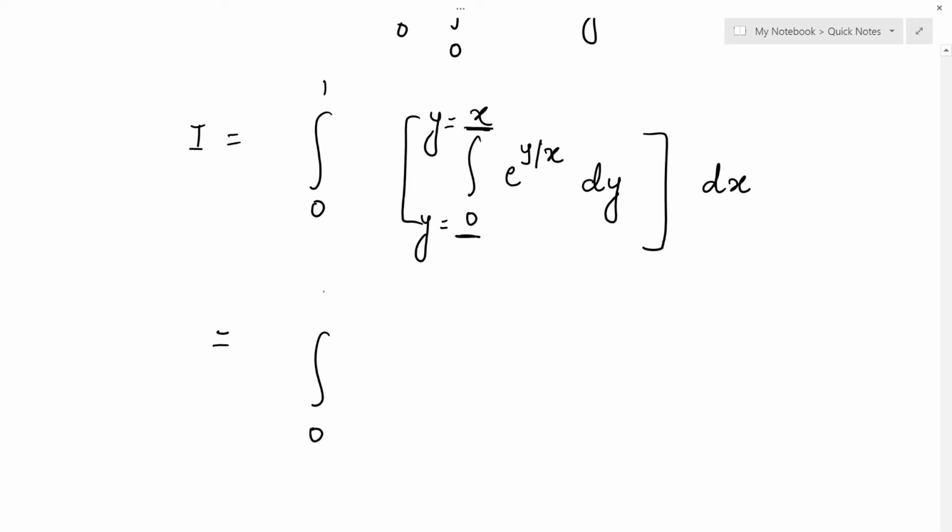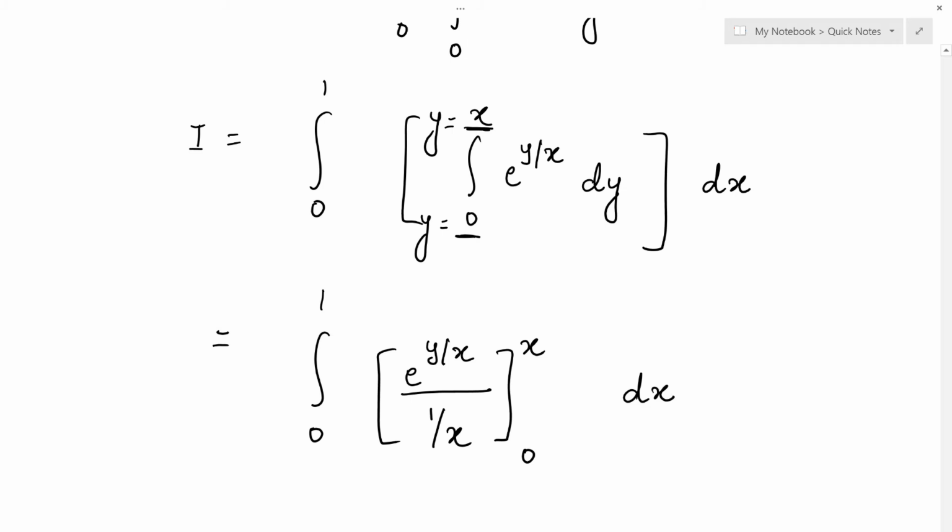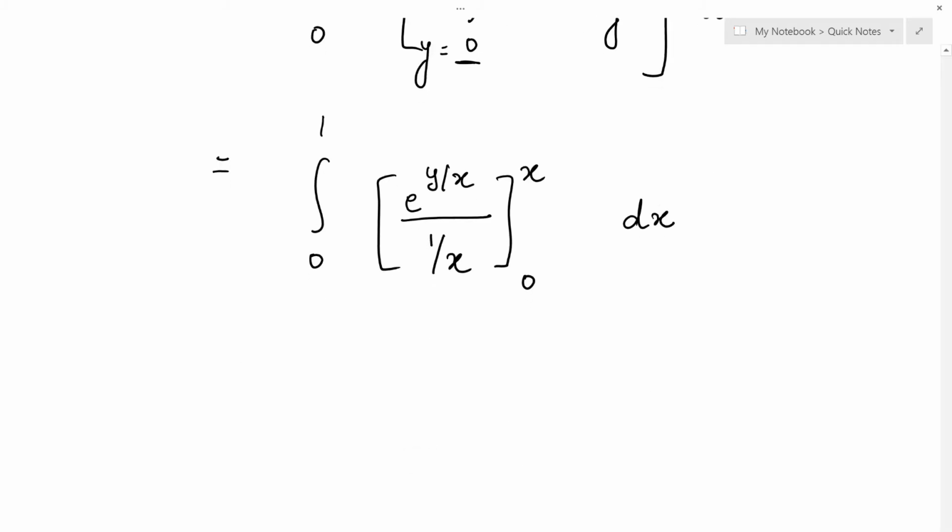So let us integrate this. You will have e raised to y by x upon 1 by x, and then you'll have to substitute the limits 0 to x. This will be the integration, and the limits of integration are 0 to x dx. Since x is a constant.